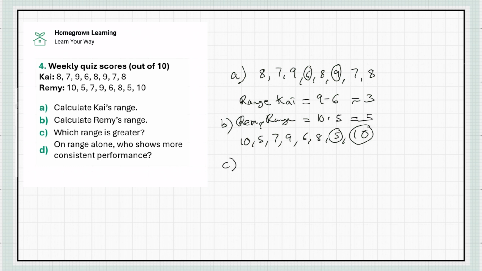And we look at C, which range is greater? The range that is greater is going to be Remy. And finally D, on range alone, who shows a more consistent performance? Well, that's going to be Kai. Kai has a lower range between his highest and his lowest score, which means he is more consistent overall.